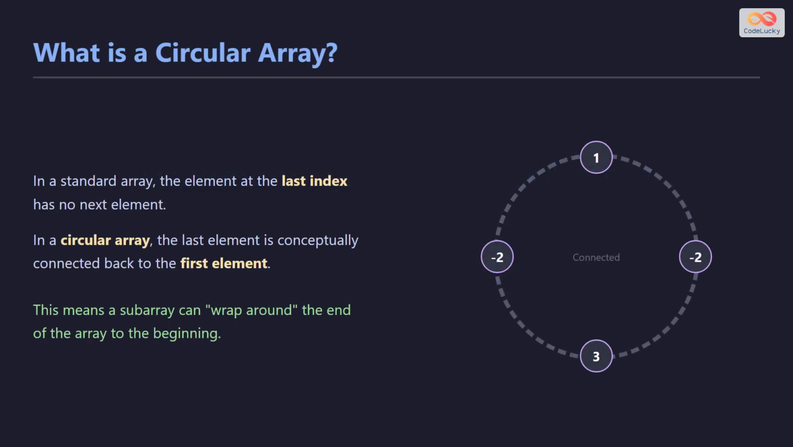First, let us understand what a circular array is. In a typical linear array, the sequence ends at the last index. However, in a circular array, the last element is connected back to the first element. This implies that a subarray can start at the end of the array and wrap around to the beginning, creating new possibilities for finding sums.